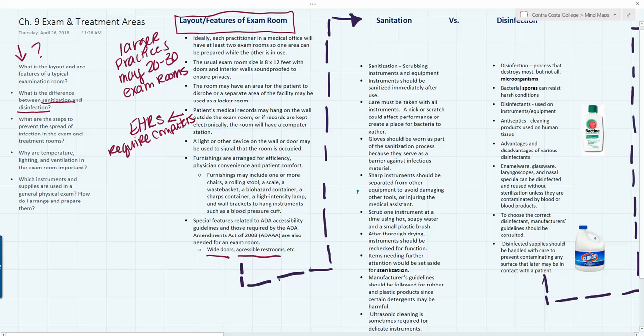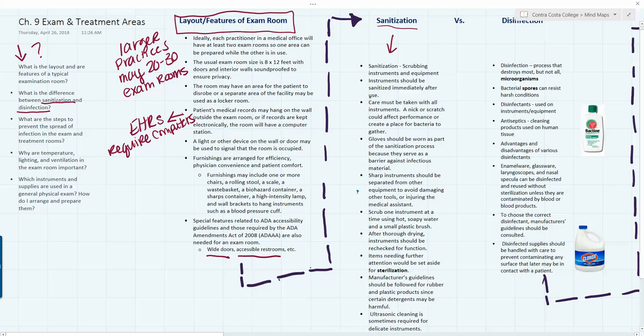So moving on to the difference between sanitation and disinfection of instruments. I had to go up here and change sanitation to sanitization because I realized after I said that this was wrong, so it should be right now. But the difference between the two, we start with sanitization, and that is the scrubbing of instruments and equipment.